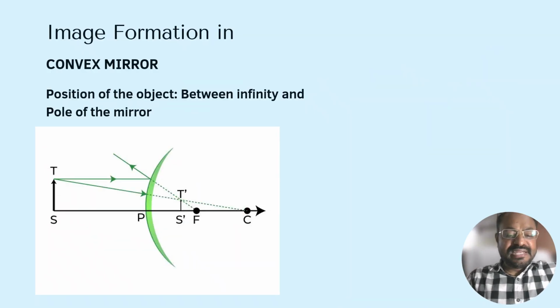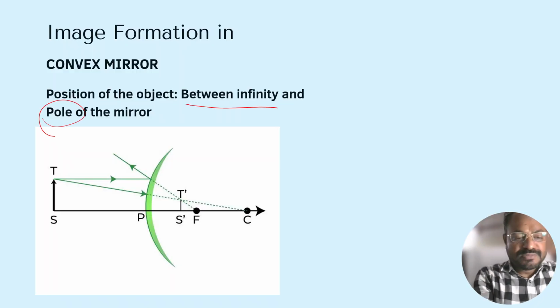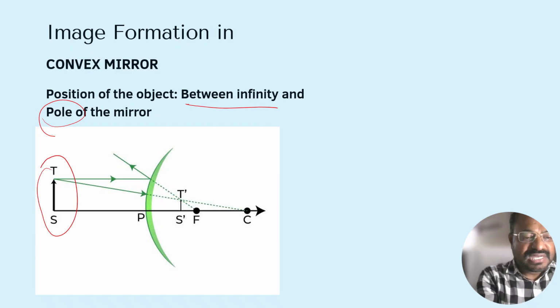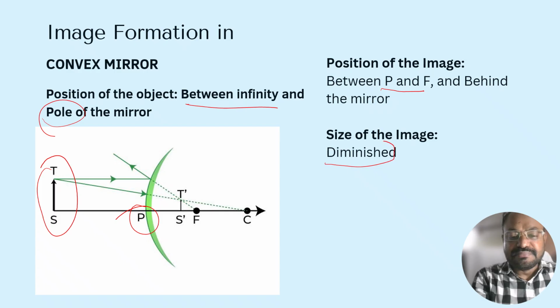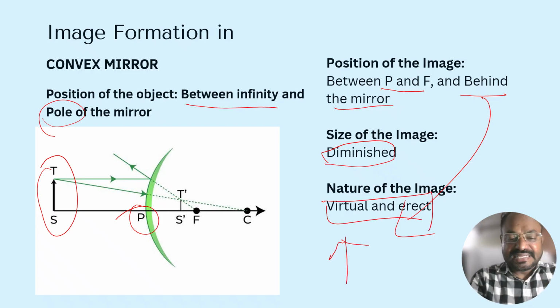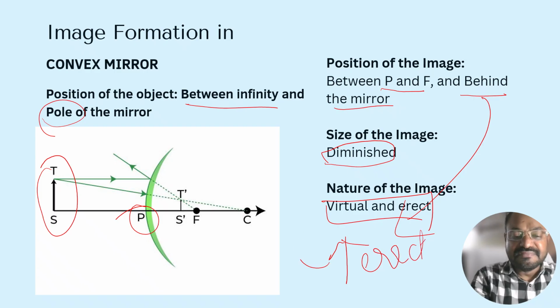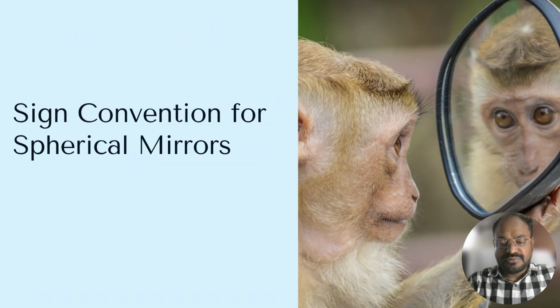Now the object is positioned between infinity and pole P of the mirror. You can see the object is positioned between infinity and the pole. So the image will be obtained between P and F. Since it is between P and F, it is going to be a diminished image. We already know behind the mirror means it is going to be a virtual and erect image. You should always remember, if it is an erect image, it is always going to be a virtual image if the object is kept between infinity and pole of the mirror.